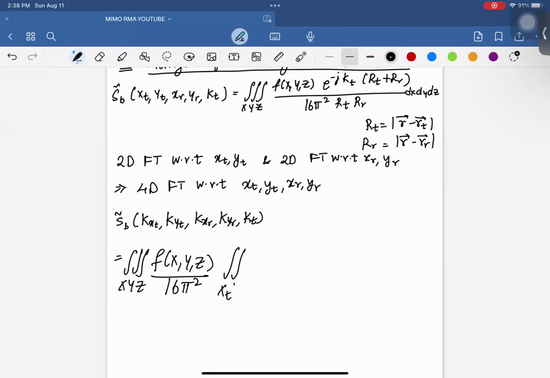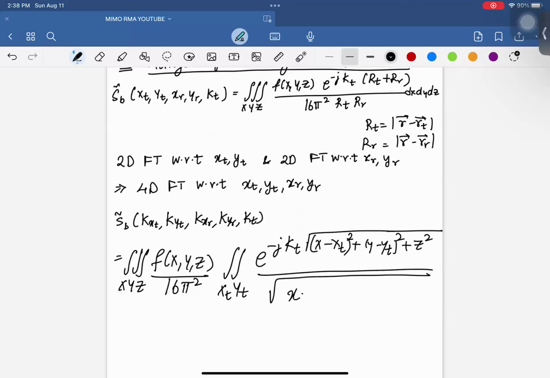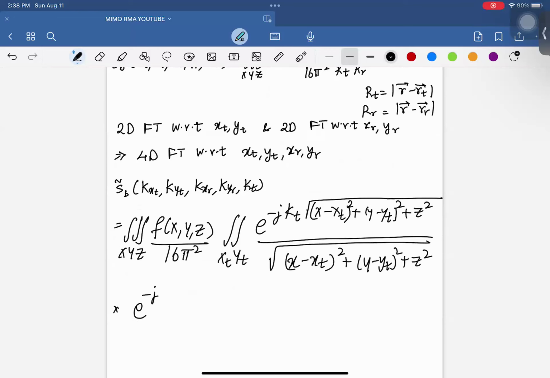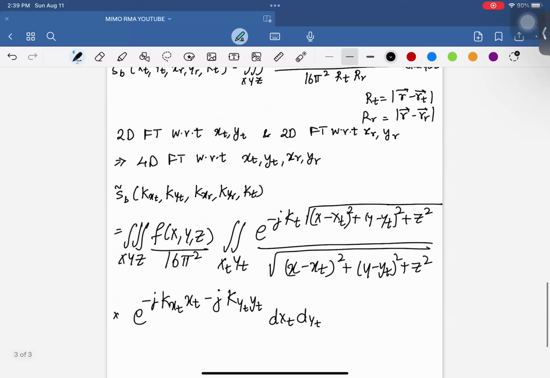So the first Fourier transform is over xt yt of e to the minus j kt square root of x minus xt square plus y minus yt square plus z square, divided by square root of the same thing, x minus xt square plus y minus yt square plus z square, times e to the minus j kxt xt minus j kyt yt, dxt dyt. So that's the first 2D Fourier transform, and I've only taken this part.